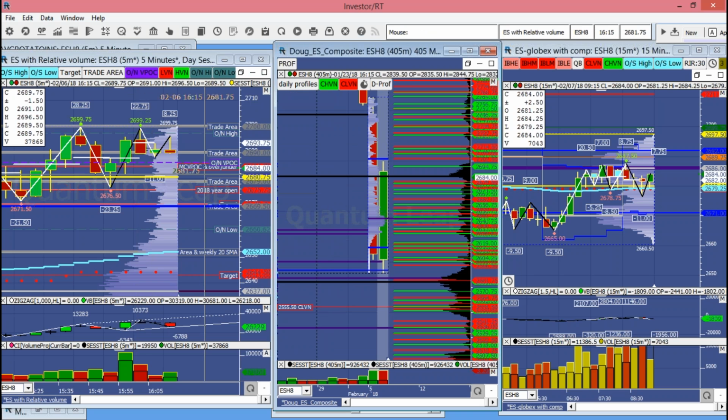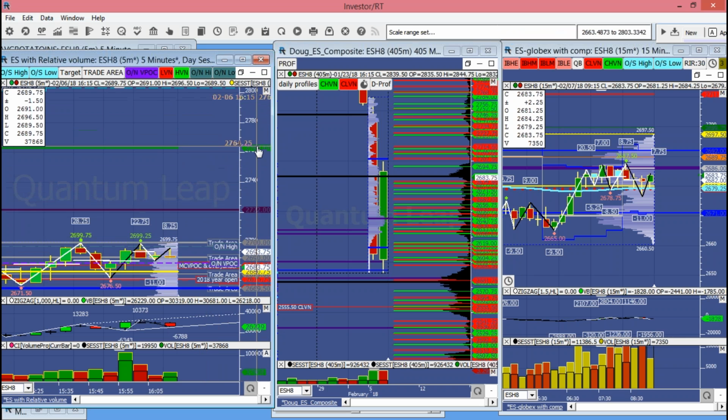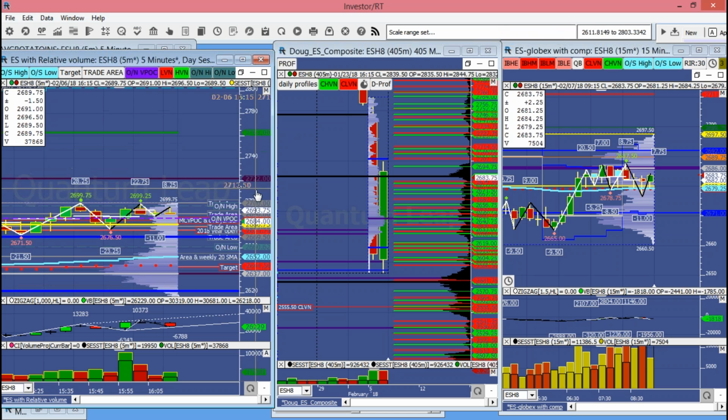Hypo 3 is an open test drive failure to take out the 2670 area, push up, break above the 2700 and push up into the 22 and move back into the 2700s and chopping between the 2700 and 2740 area.